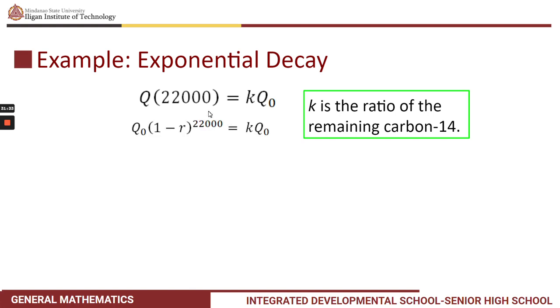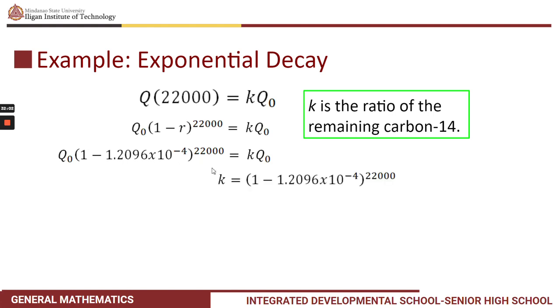So if we substitute this 22,000 into our formula of exponential decay, you will have Q sub 0 times (1 minus r) raised to 22,000 equal to K Q sub 0. Okay, we cancel Q sub 0 on both sides. So we know the value of r, which is 1.2096 times 10 raised to negative 4. So we substitute it, and then we cancel Q sub 0 on both sides. So you're left with K equal to 1 minus 1.2096 times 10 to the power of negative 4, the difference raised to 22,000.